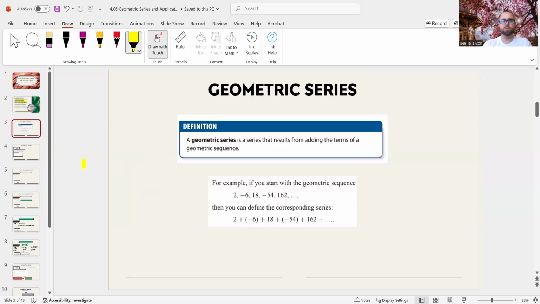So let's just review briefly what a geometric series is and what a sequence and series is. A geometric series is a series that results from adding the terms of a geometric sequence. So remember, a geometric series means there's a common ratio. To get the next number, you are multiplying, right? So when you go from, in this case, 2 to -6, and then -6 to 18, you're multiplying by the same number every time. And a sequence is a list of numbers separated by commas, while a series is a list of numbers being added together.